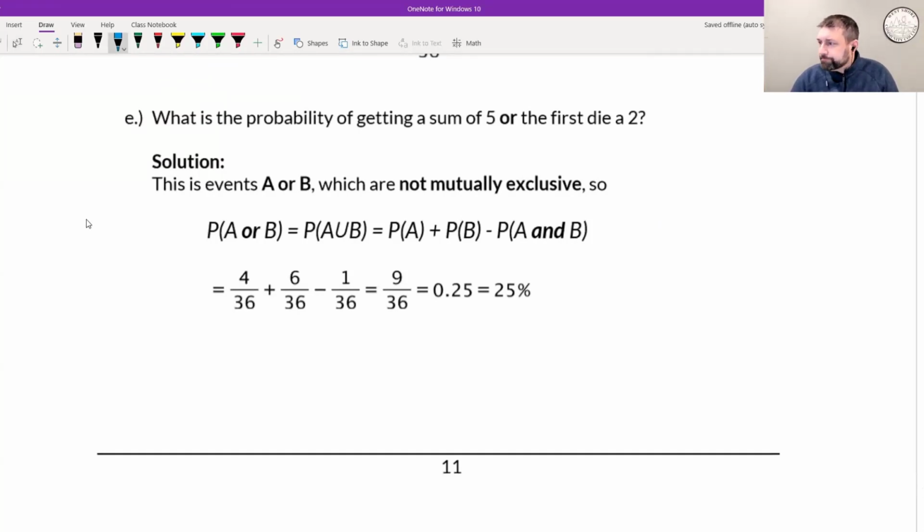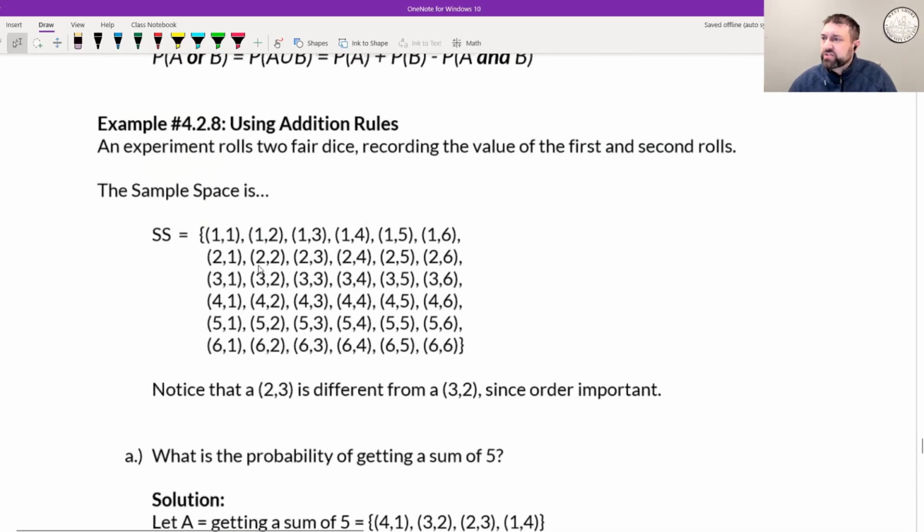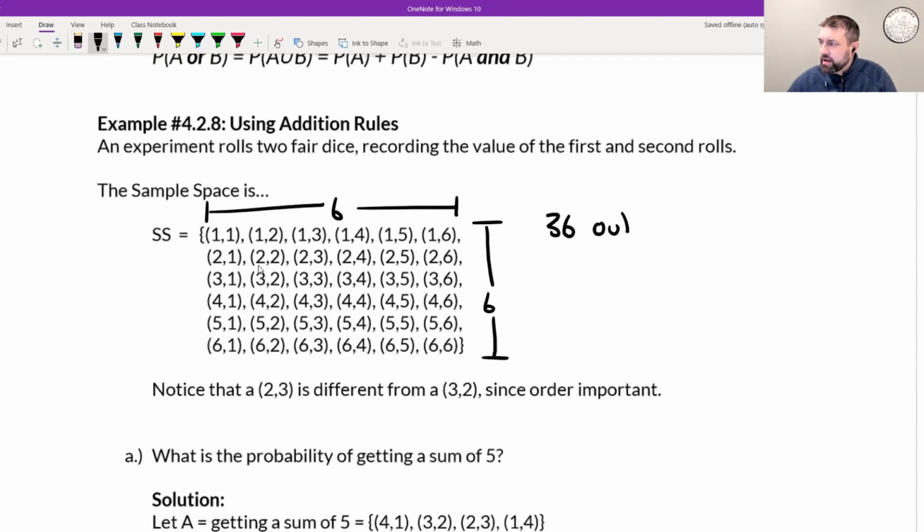What is the probability of getting a sum of 5 or the first die being a 2? So what we're doing here is rolling 2 dice. And if you want to look at the sample set for this example, here's the sample space when you're rolling 2 dice. There are 6 outcomes this way, and there are 6 outcomes this way for a total of 36 outcomes.